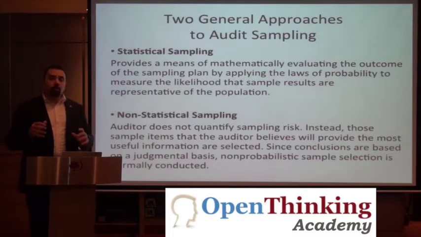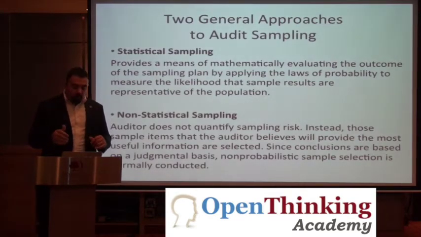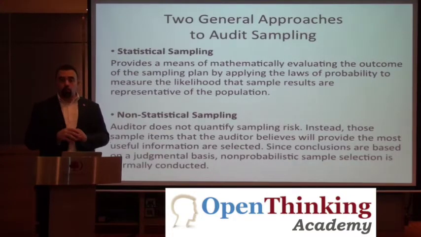So first, let's understand the 2 ways for us to do sampling. The first one is called statistical sampling. Statistical sampling is the use of statistical methods for me to be able to obtain the sample, to assess the sample, and to come up with a conclusion.